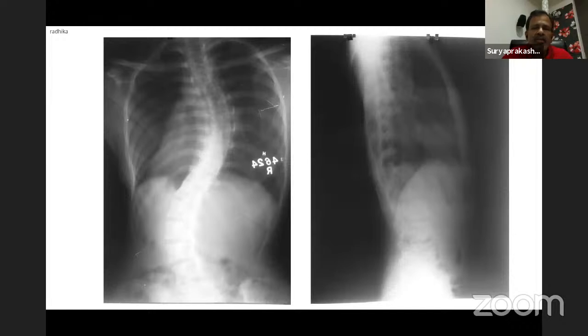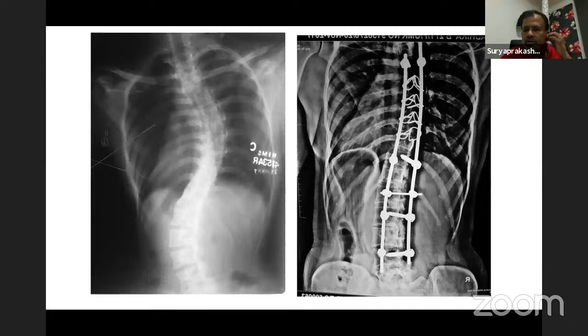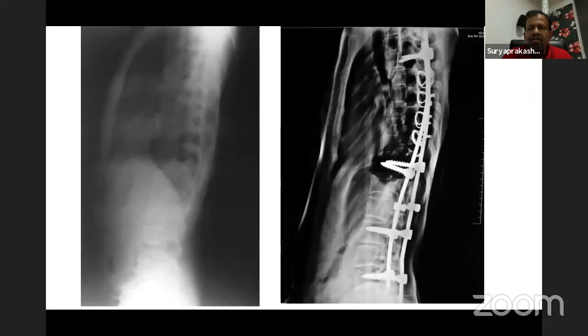This is another double curve with almost flat thoracic profile. Here you see, though in the bending film, the lumbar curve is correcting well, this is a seriously structural curve. You see the rotation has not corrected an iota. So this has to be treated like a type 3C curve, and then we need to go on to L4 and do instrumented fusion. This is a lateral profile.